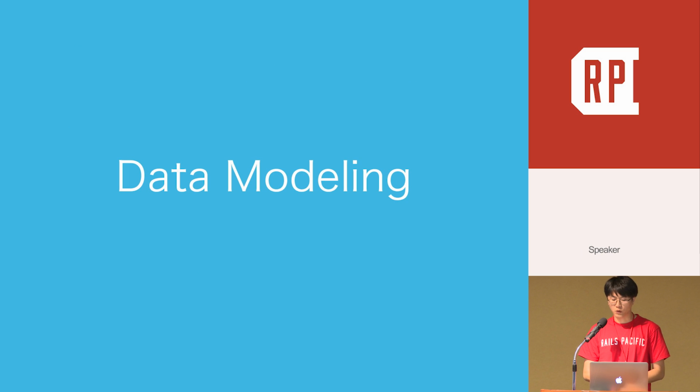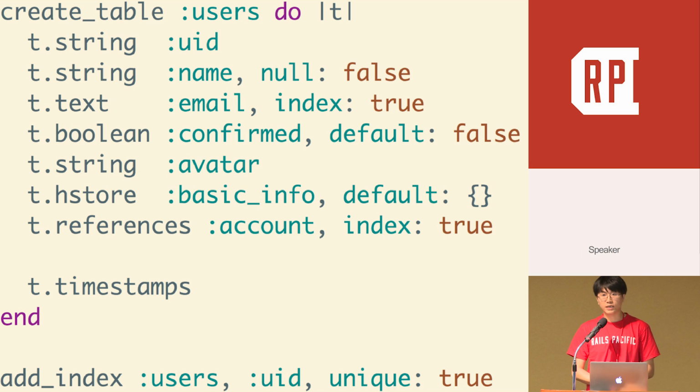Every application starts with data modeling. This is the job of the database designer, turning users' requirements into the application data models. Let's see a simple example. Everyone here should be very familiar with this code snippet. It's a migration file creating the table called users with the attributes UID, name, email, confirmed, avatar, basic info, and account ID. And we define several constraints on our schema, such as name should not be null, and confirmed should be false by default. It's called an integrity constraint in databases.